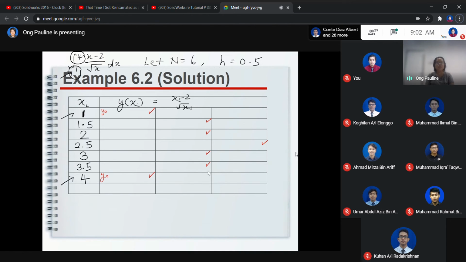Alright, okay, so once you have marked which column you need to fill in the value of y, then you just masukkan nilai x ke dalam persamaan ini. Any x here you substitute with 1, 1.5 and so on, then you fill in the value of y. Okay, so cuba kita buat sama-sama untuk isi nilai y dengan memasukkan nilai x yang berlainan.